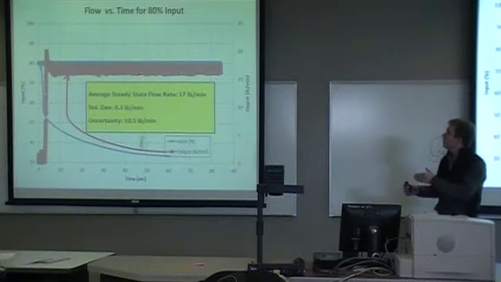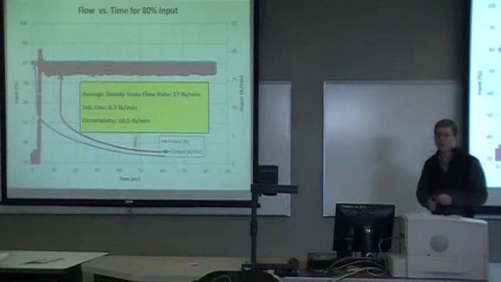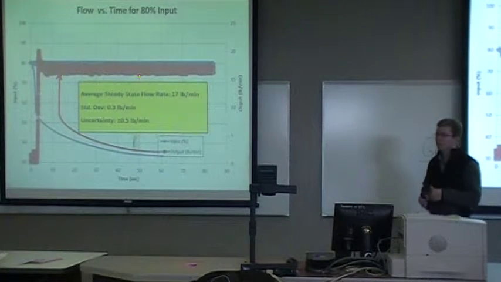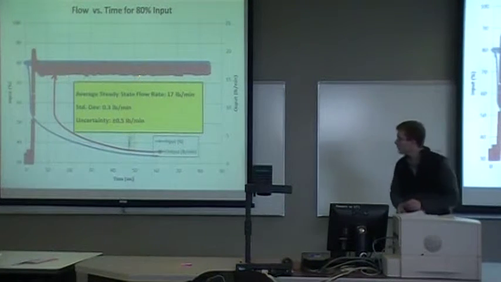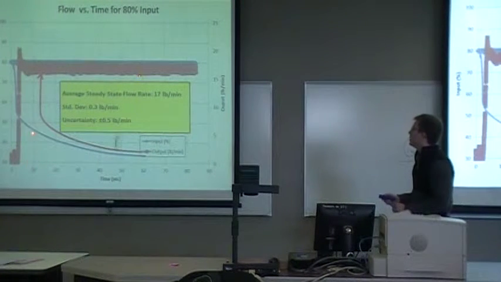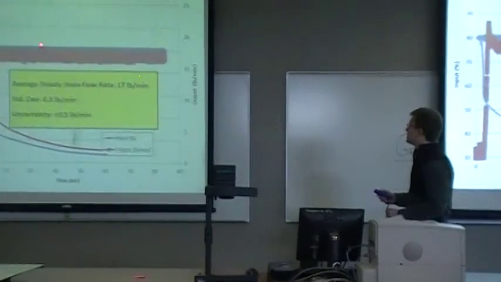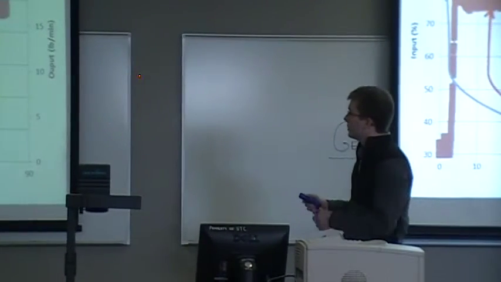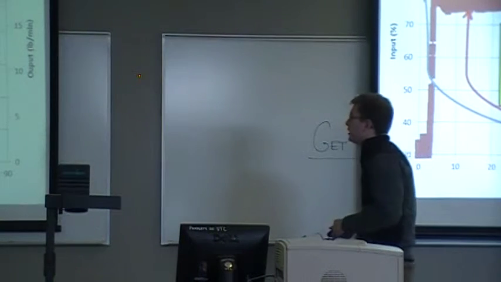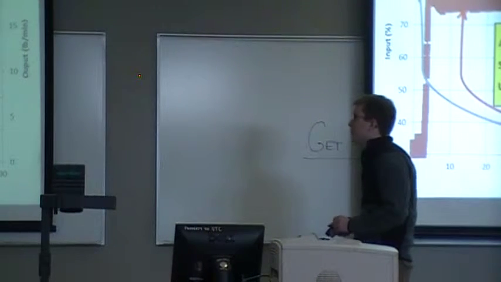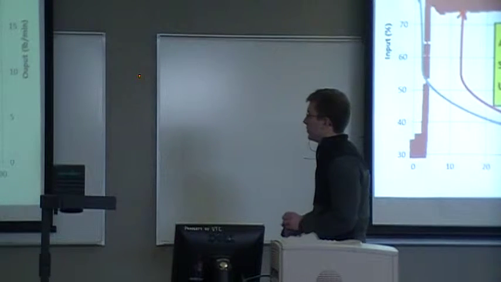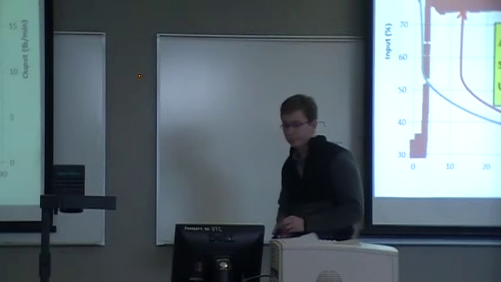So we did these flow versus time charts with a steady input percentage across that range. And as you can see, there's a small transient portion that we didn't care about, and then it goes into this steady state. And for this particular 80% input, it ended up being an average of 17 pounds per minute, with a low standard deviation of 0.3 pounds per minute, which would correspond to an uncertainty of 0.5 pounds per minute, two standard deviations.